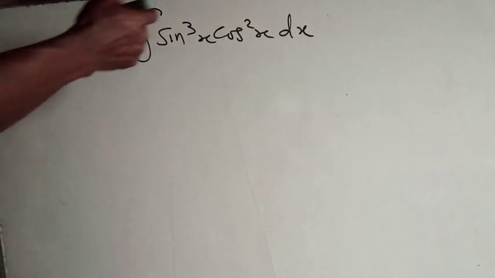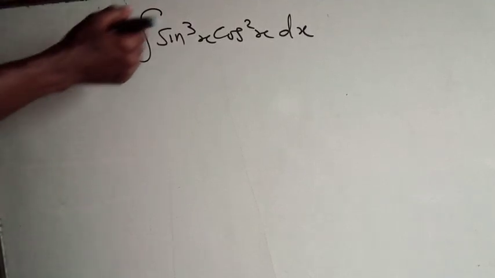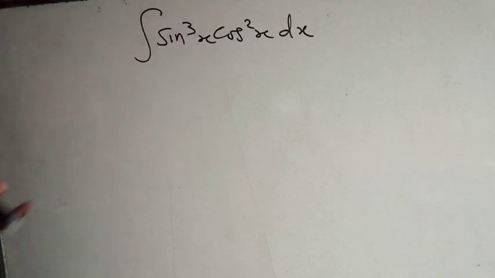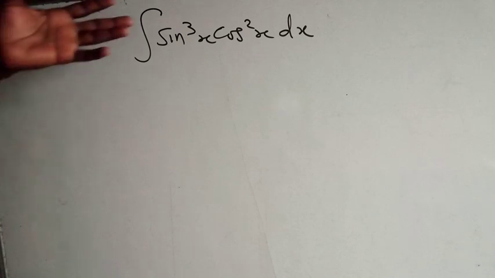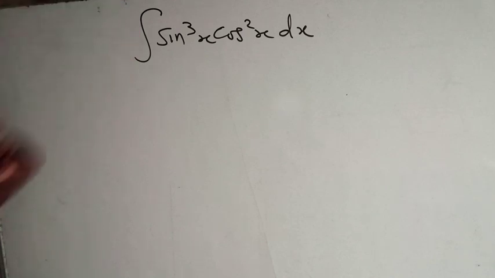Just integrate this function: sine cube x cos square x dx. Now, this is an integration that has to do with substitution. It's very simple, but you have to be very careful about it. You don't have to use integration by parts here because it will not work. So what you're going to do is you substitute.